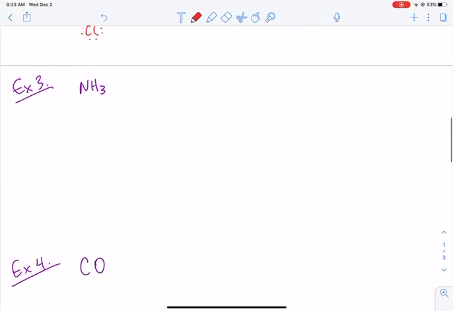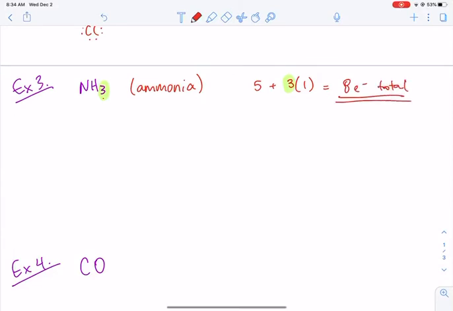So now we have NH3, which is called ammonia, not ammonium, ammonia. Nitrogen, if you count from the left, you'll see it takes 5 spaces to get there, plus hydrogen, which is just 1. There are 3 hydrogens, but each hydrogen only brings 1 electron to the party. So this is 8 electrons total. That means that our Lewis structure has to have exactly 8 electrons in it.